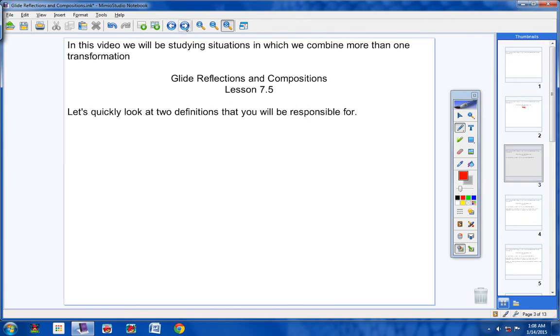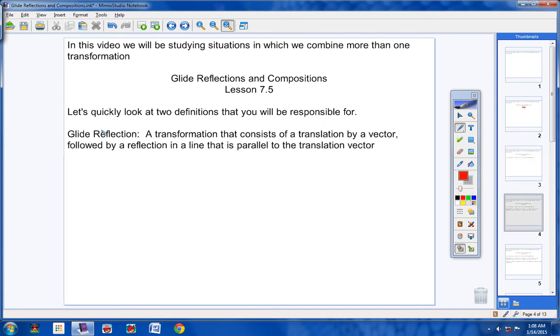Alright, let's continue on now. Let's quickly look at two definitions that you will be responsible for. Okay, here we go. Definition number one, glide reflection. Please understand what this means. A glide reflection is a transformation that consists of two things. Did you get that? Two things.